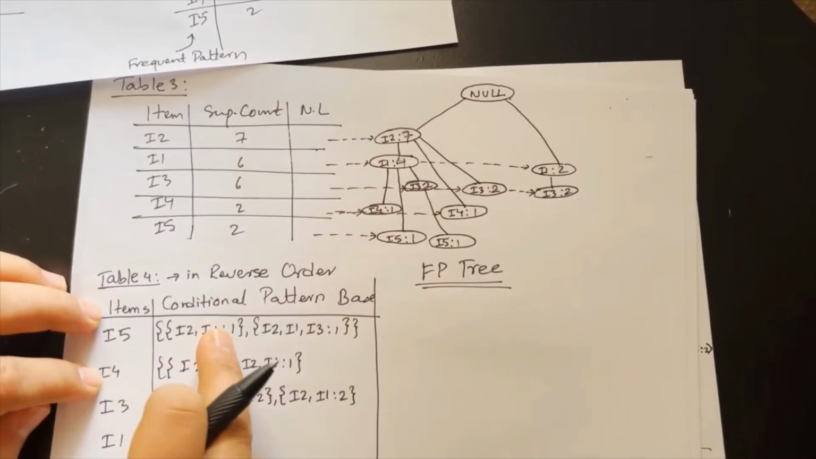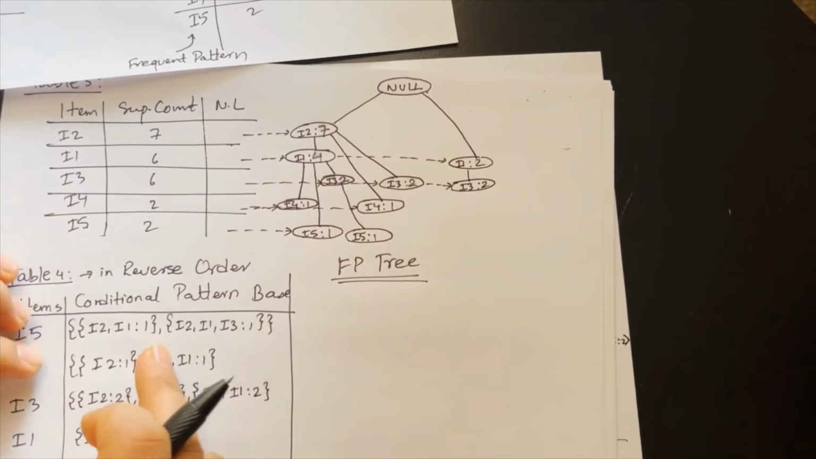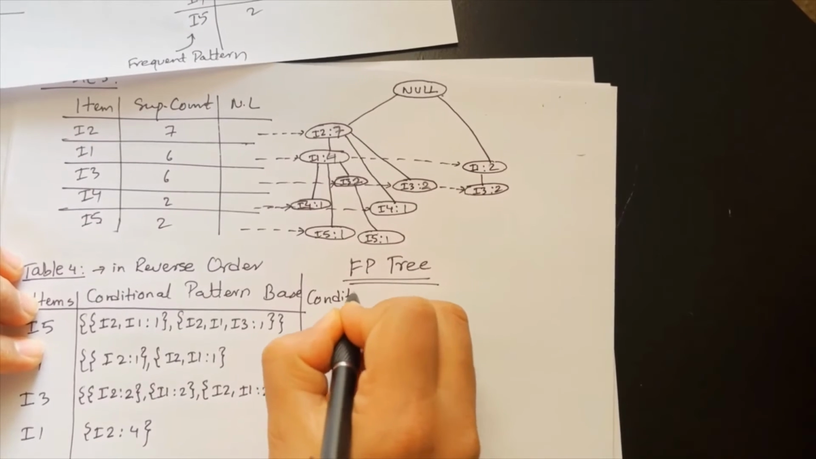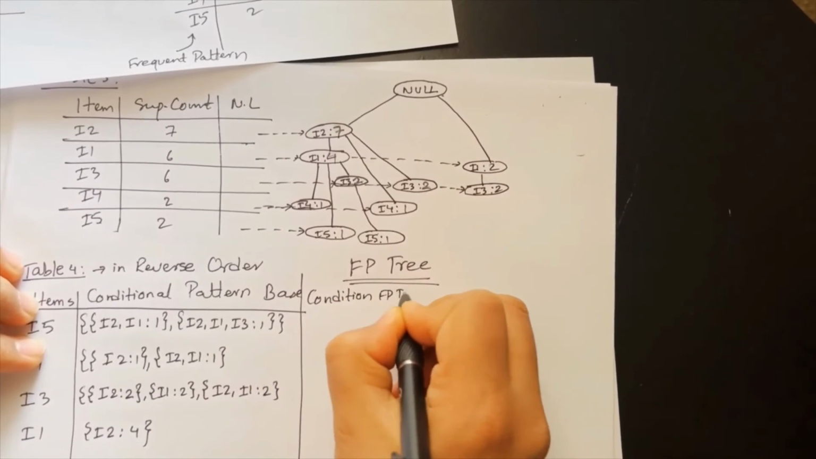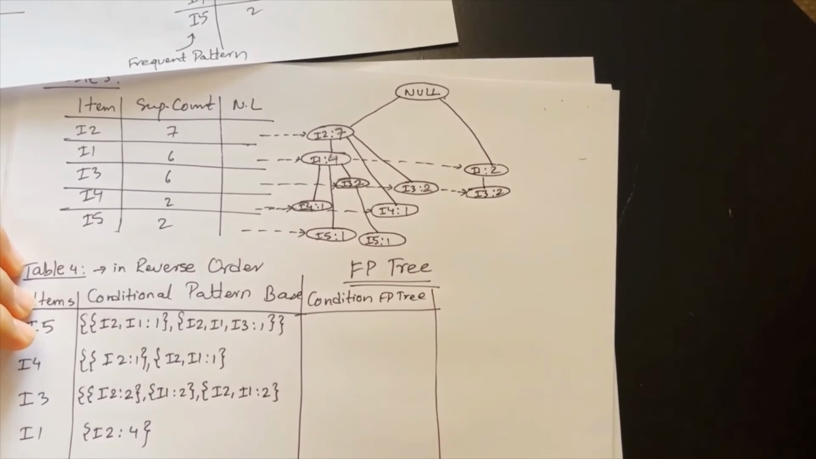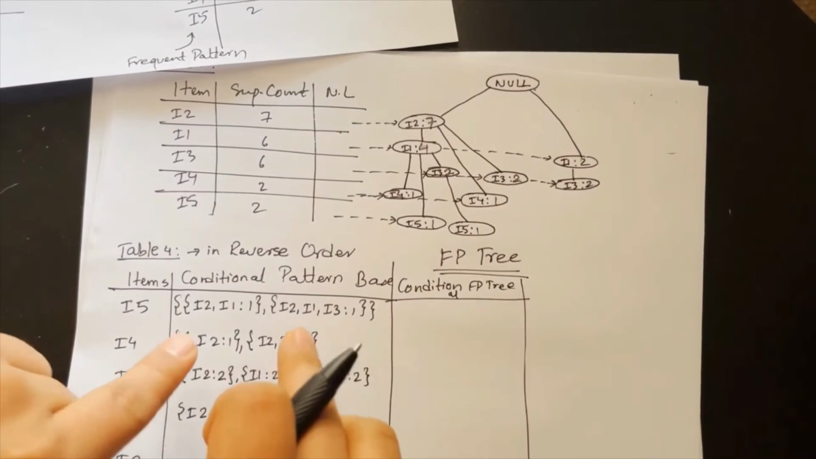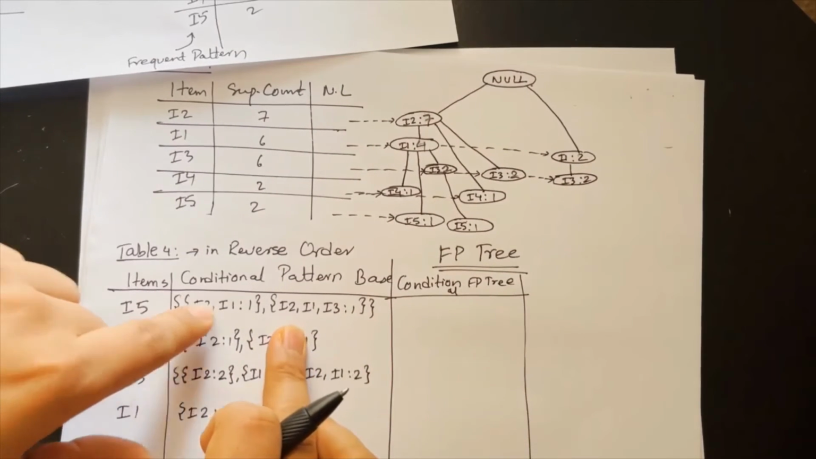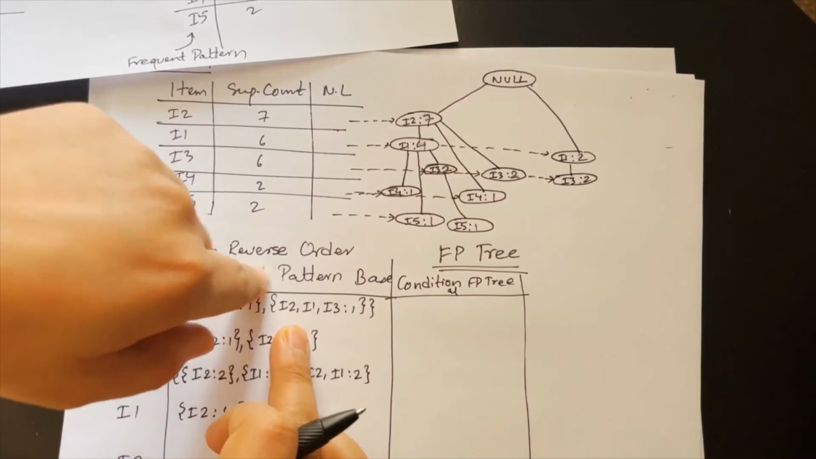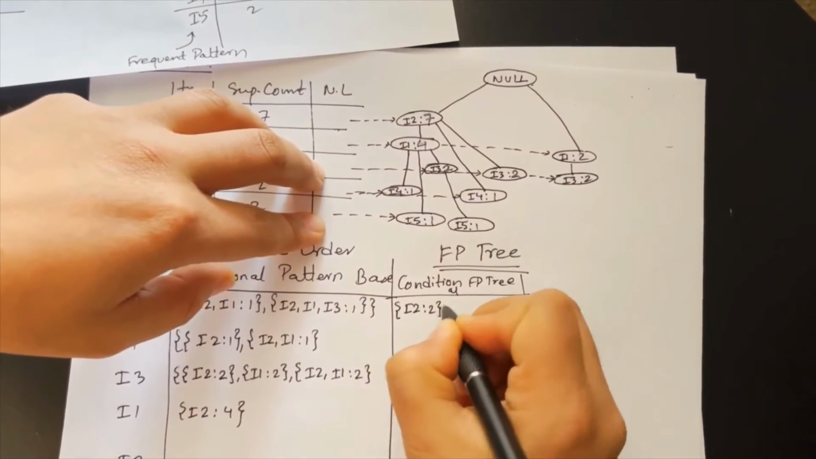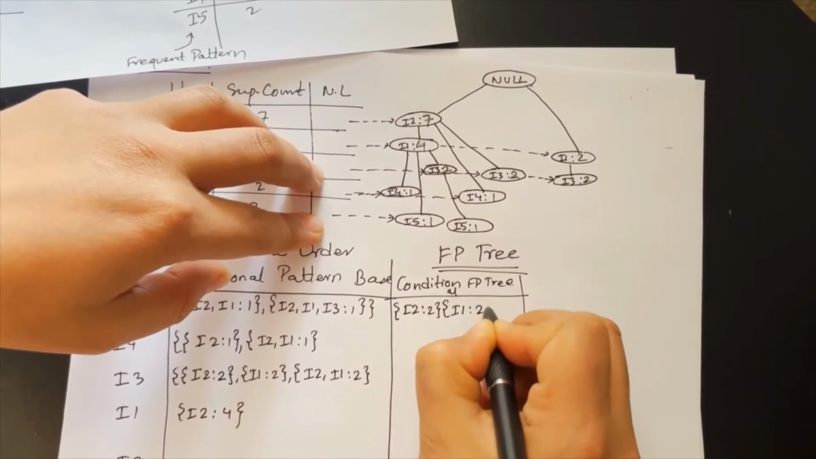Now after we have created the conditional pattern base, we have to find the conditional FP tree. Now this is the conditional FP tree, and the conditional FP tree is the items repeated in both the patterns and their summation. That means here it is I2 and I1 repeated, and it's 1 and 1, it's gonna be 2. I2 will be 2 and I1 will be 2.